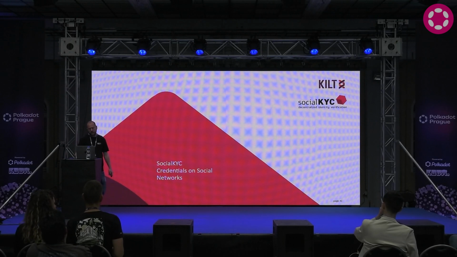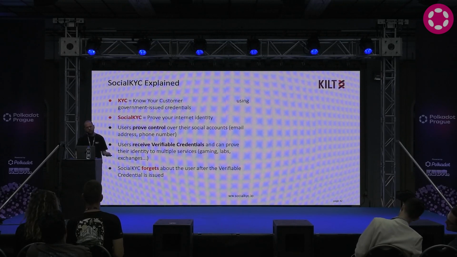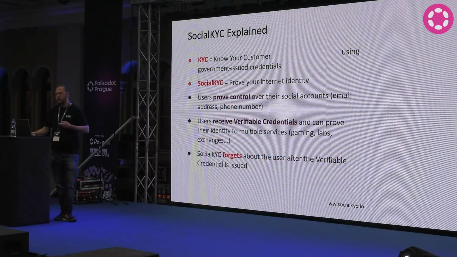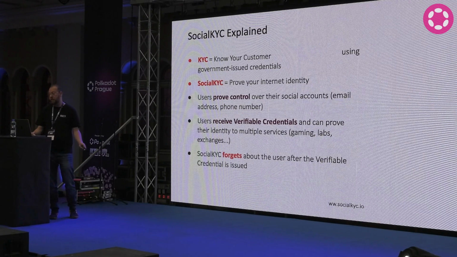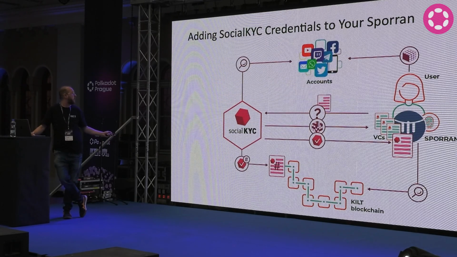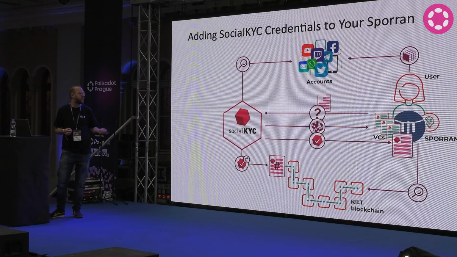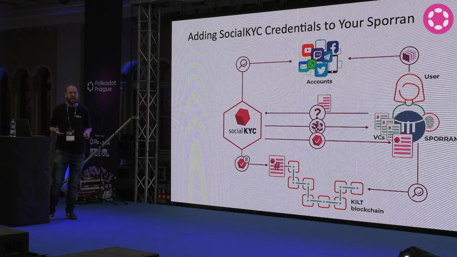Then the next credential is the social KYC credential that was basically built by us. Instead of a KYC process using a government credential, we are using social credentials, so proof about someone owning an account. After that was checked, social KYC forgets about the user and the verifiable credential is issued and used by the user. That works pretty easily. The user comes and wants a credential. Social KYC gives them a challenge like post XYZ on Twitter within the next 2 minutes. If they do that, then they have verified that they actually have access to that account.